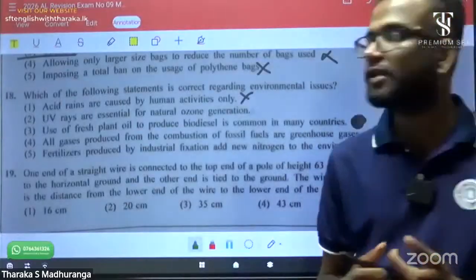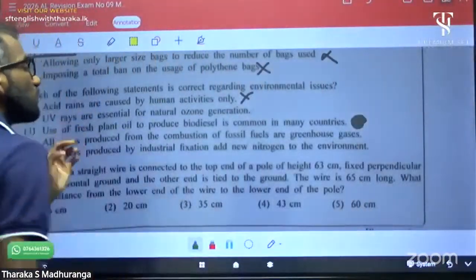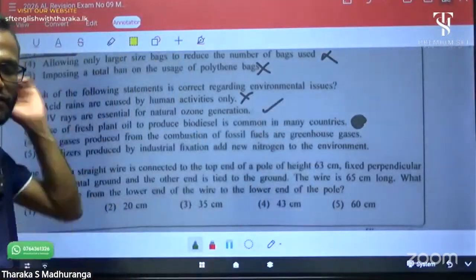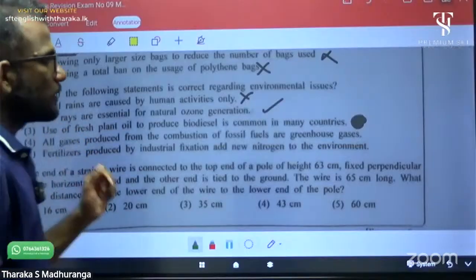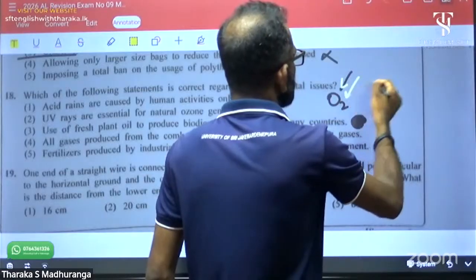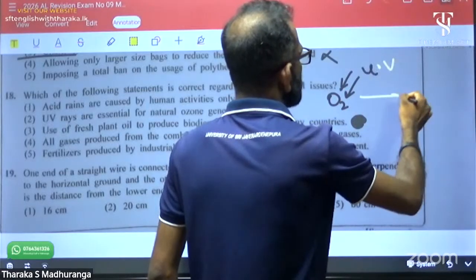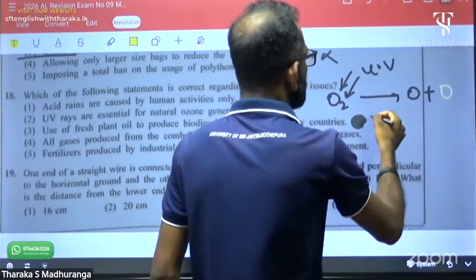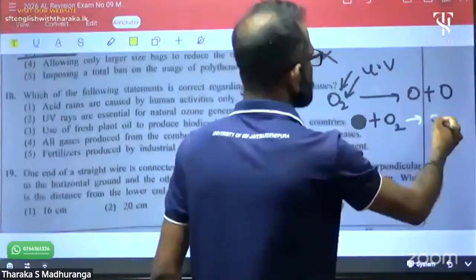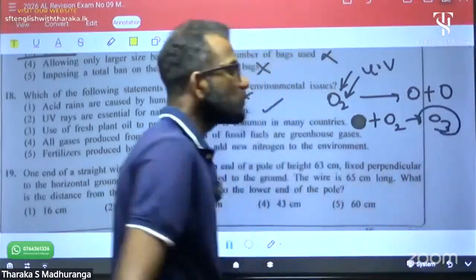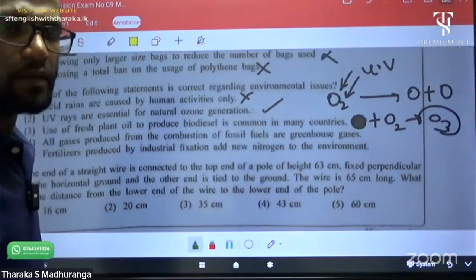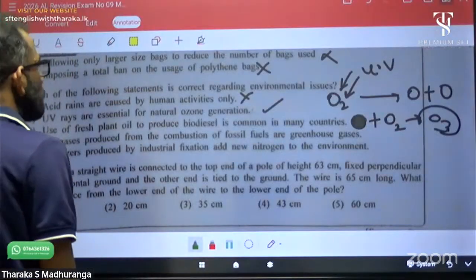Effect, right? UV rays are essential for natural ozone generation. Yeah. Without UV radiation, ozone is not generated. That means oxygen gas, O2, breaks down by UV radiation. Then it is converted to atomic oxygen. This atomic oxygen again reacts with oxygen, forming ozone. Without UV radiation, no ozone formation, no ozone layer. Right? No ozone layer. That's correct.